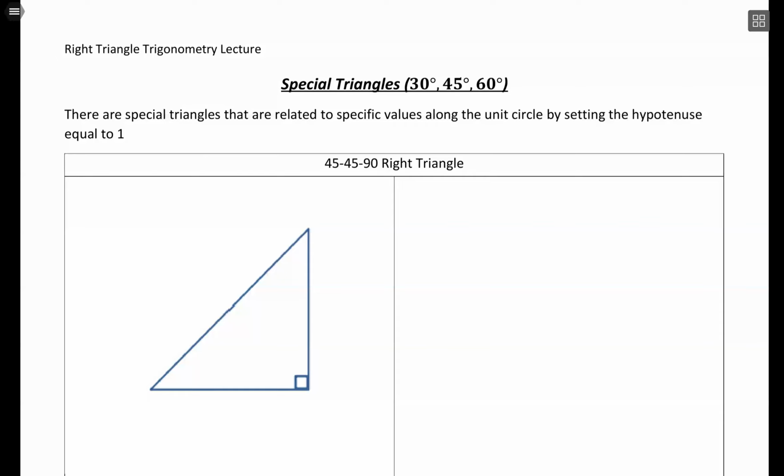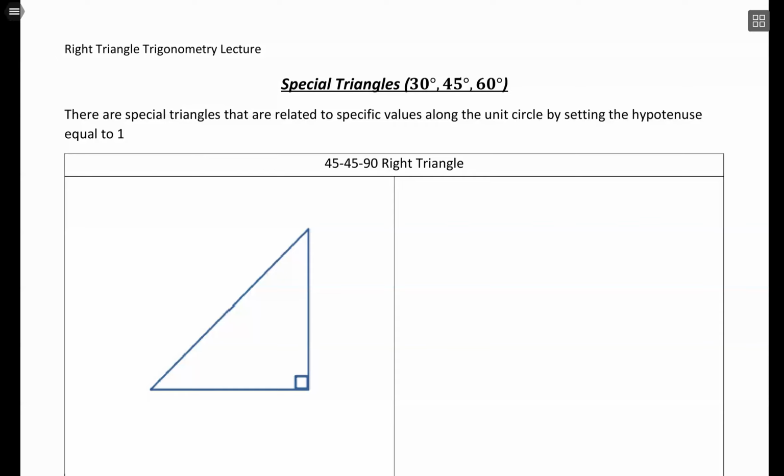I just want to make sure while this information is pretty fresh, it's better to see it multiple times, especially while it's fresh, and then we'll tie it in next week as well. So what we're going to do is look at two special triangles. First, we're going to look at the 45, 45, 90 right triangle.